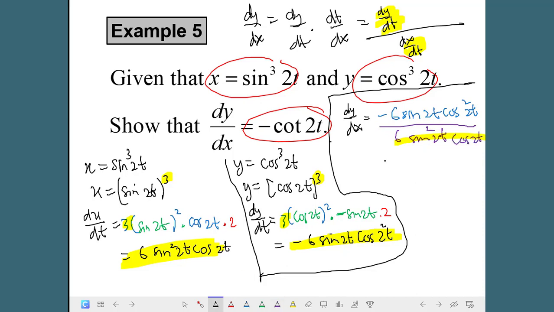Simplify. Okay, we cancel 6, negative. Here cancel. Cancel. And negative cos 2t over sine 2t. Okay, and is equal to negative, cos over sine is cot 2t. Done. So settle for example 5.